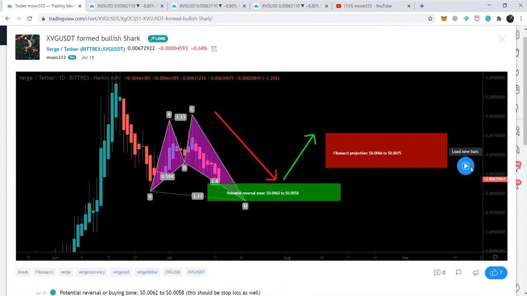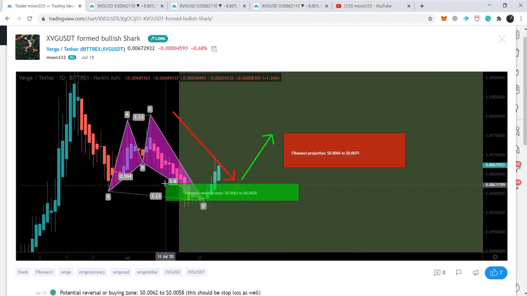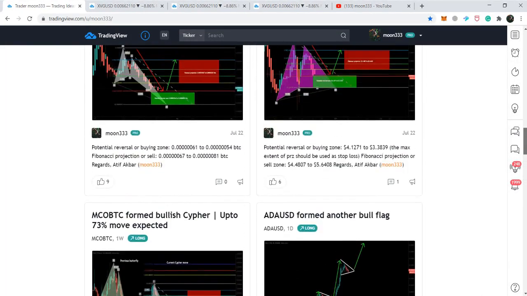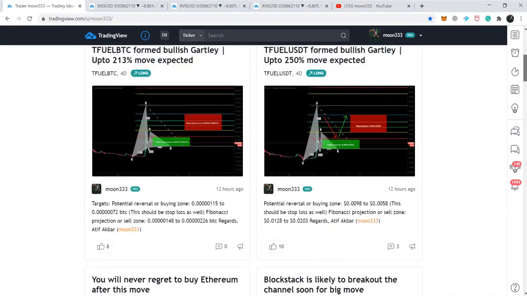Now I'm just playing this chart, and we can see that the price action has finally moved up from this potential reversal zone. As per the Fibonacci sequence of this bullish shark pattern, I predicted that the price action should move up between 0.382 to 0.786 Fibonacci retracement or projection, and this is the projection of the C to D leg. So now the price action is in this Fibonacci projection zone, and now let me show you the next idea, and that was the XVG with Bitcoin pair.